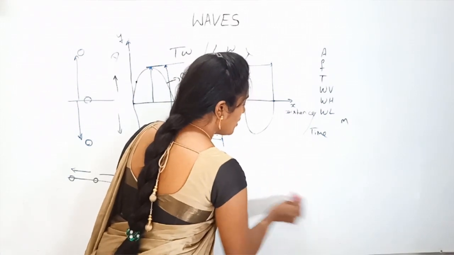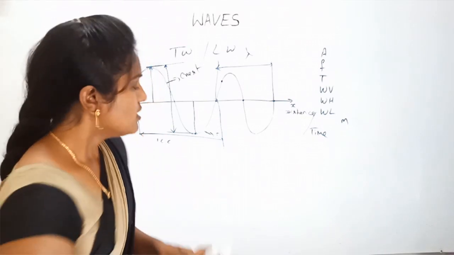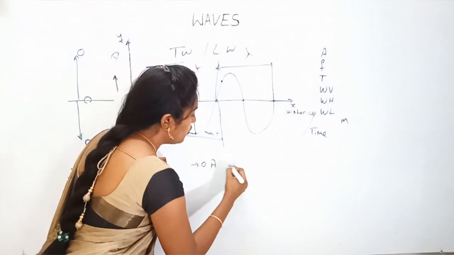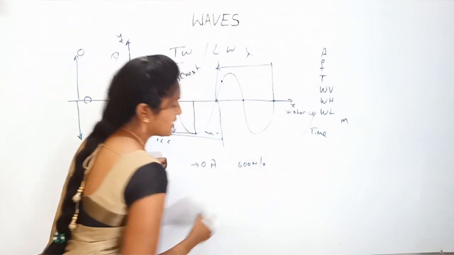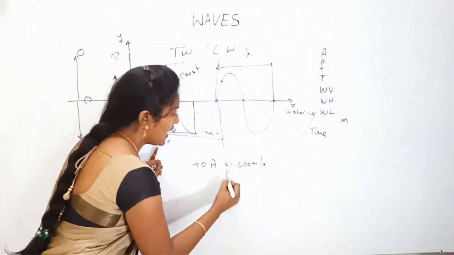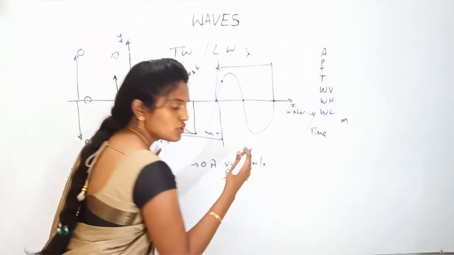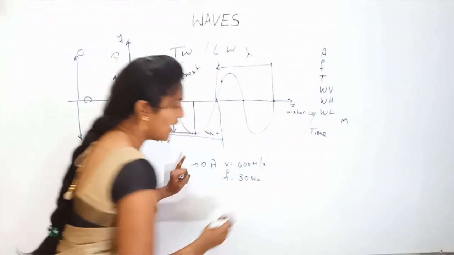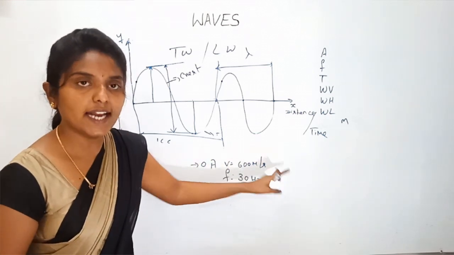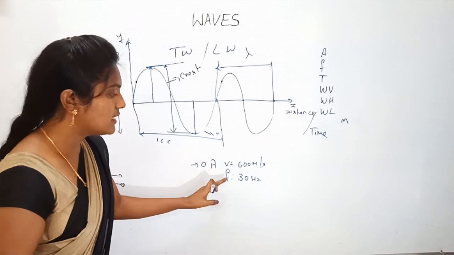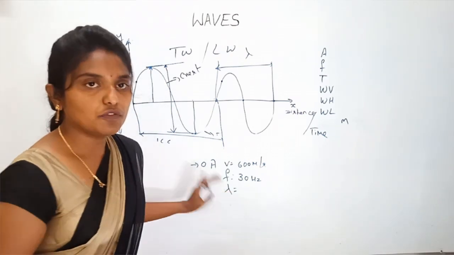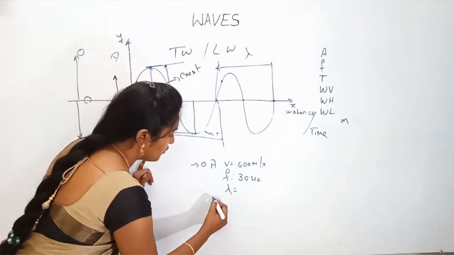Consider a particle A. This particle A is moving at 600 meters per second, that means the wave velocity is 600 meters per second. It is making 30 oscillations, so its frequency is 30 hertz. The wave velocity is 600 meters per second and its frequency is 30 hertz. We need to find the lambda, the wavelength of that particle. Let's see what the wavelength is.